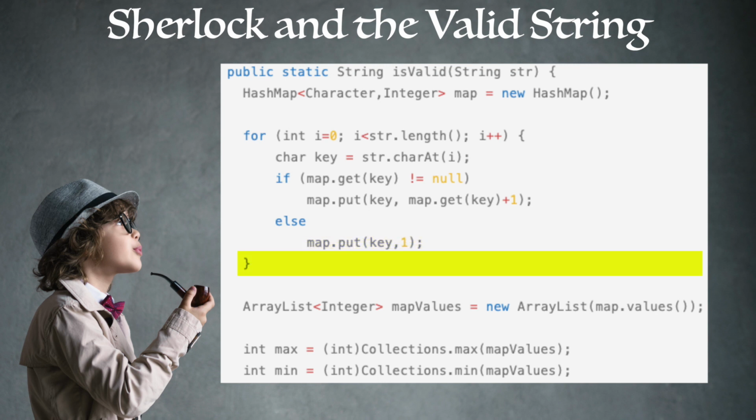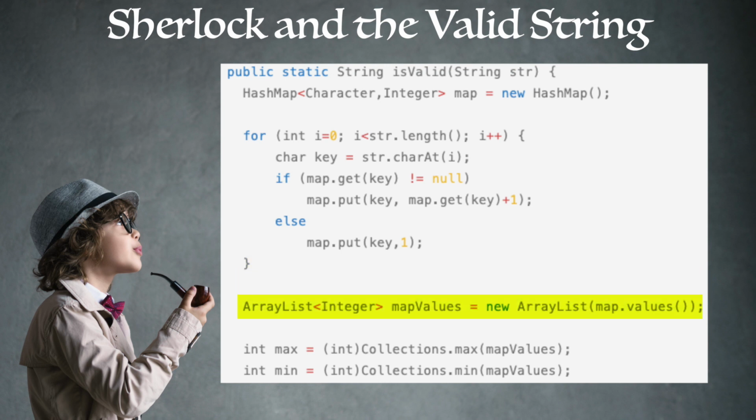Upon completion of the loop, the hash map contains the frequency of each character in the incoming string. Next, we instantiate an array list, containing the integer values from the hash map. Next, we use the min and max methods on the collections object to calculate the minimum and maximum values contained within the array list, and store the values in the variables, min and max.